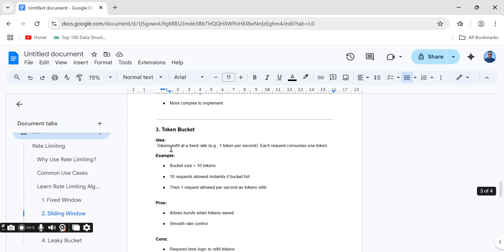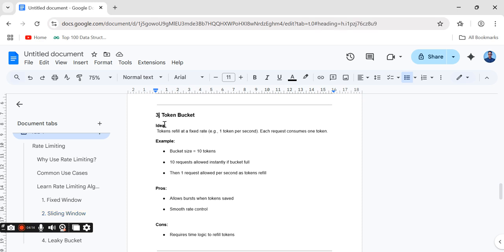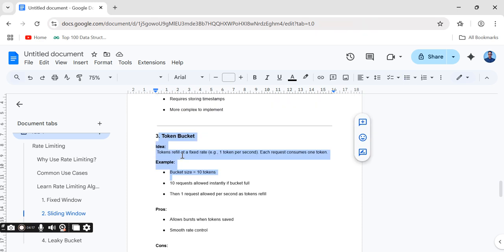That was mainly the fixed and sliding window. But the main thing was the token bucket that we implement, and we mostly implement it everywhere. And it was easy to implement.